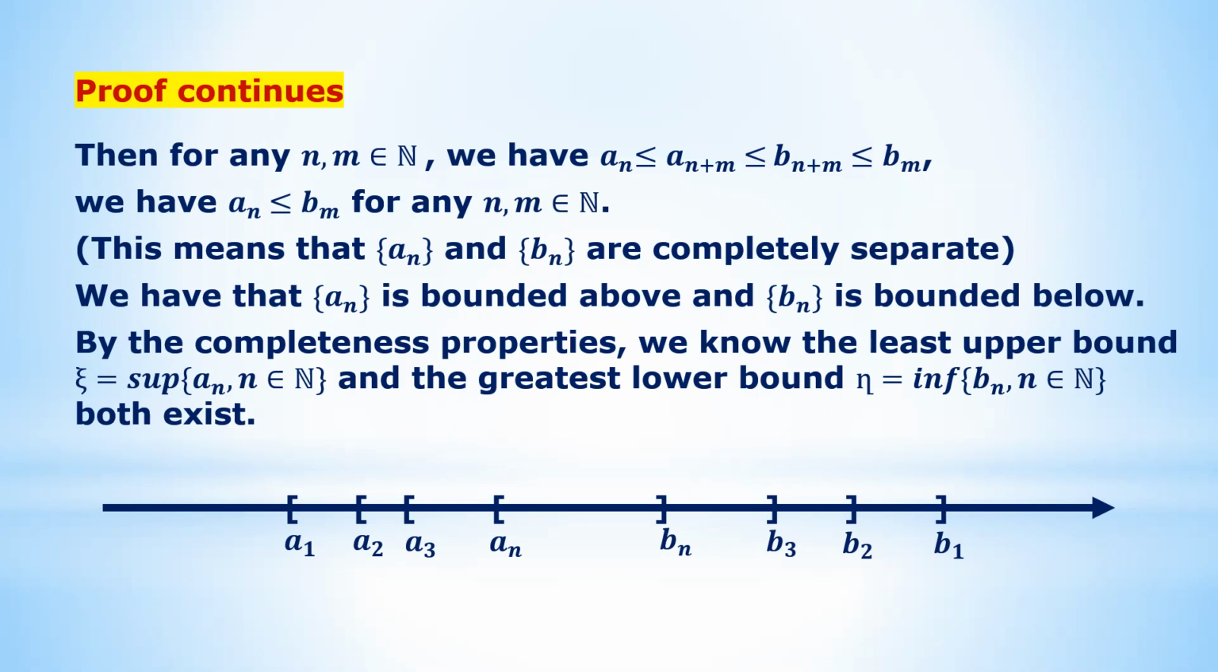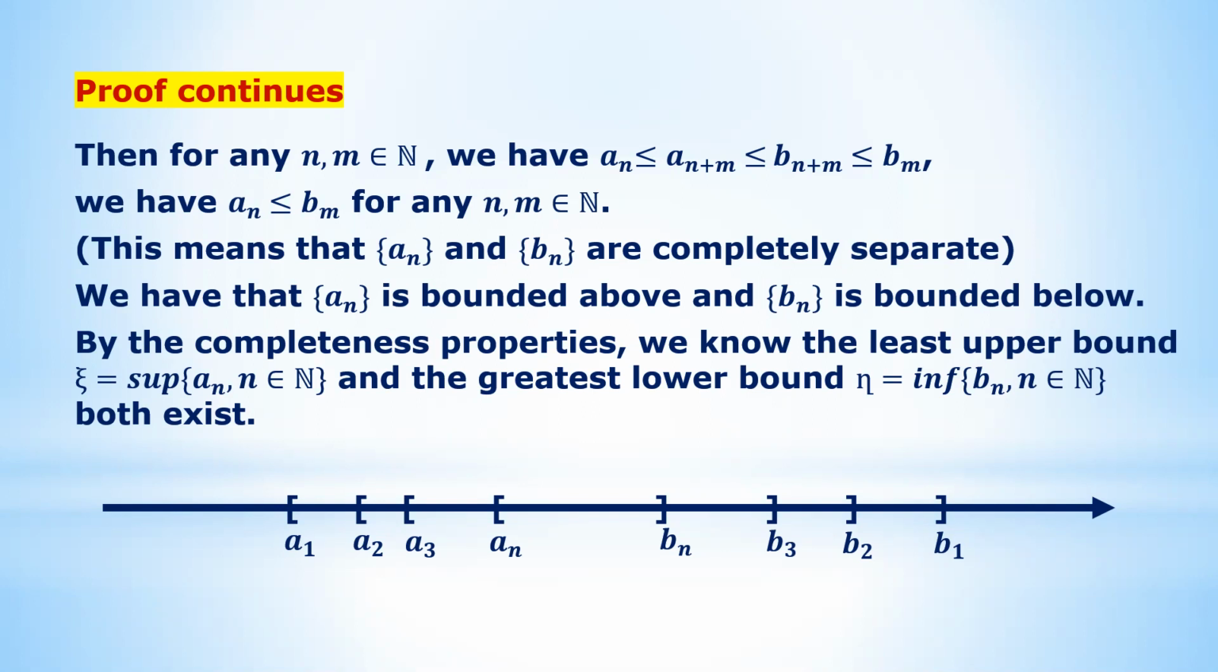And the BN sequence is bounded below, so based on the completeness property, it has a greatest lower bound. I denote eta to be this greatest lower bound. Okay, now I'm going to label these two. So I have two new numbers: C, because C is the least upper bound for AN, and eta is the greatest lower bound for the BN.